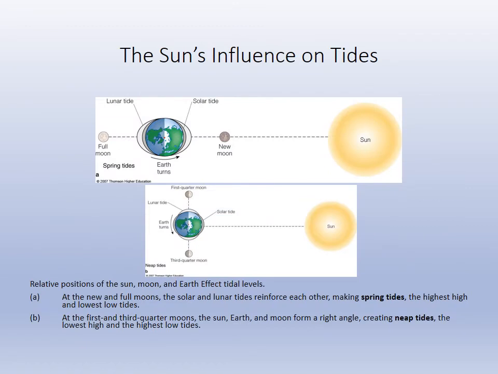Now, the next is the sun. Remember, most of it's moon, but the sun does have some influence. And when they are in a straight line during the full or new moon, the gravity between the sun and the moon are working together, and you have the largest tidal bulges. When they're in opposition during the quarter phases, the gravity is working against each other, so you have the least or moderate tidal bulges.